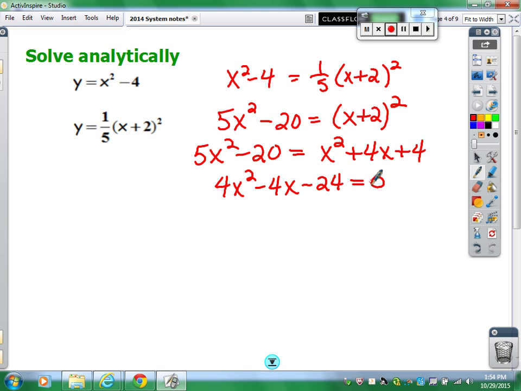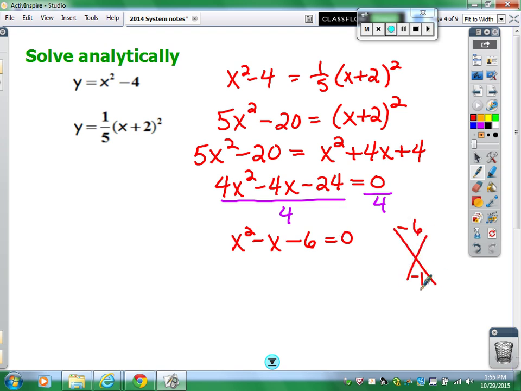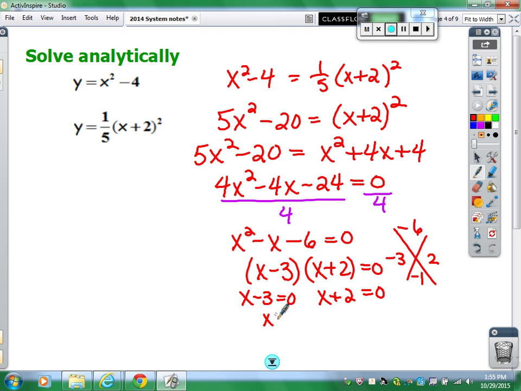All right, I look at this and I see I've got a common factor of 4. So that means I'm going to divide everything up here by 4. So I'm going to get what? x squared minus x minus 6 equals 0. Now I need to factor. So it multiplies to give me -6, but has a difference of -1. So what? -3 and 2. Since my lead coefficient is 1, I can go straight to my factors. All right, use the zero product property to find my zeros. So x is equal to 3 and x is equal to -2.